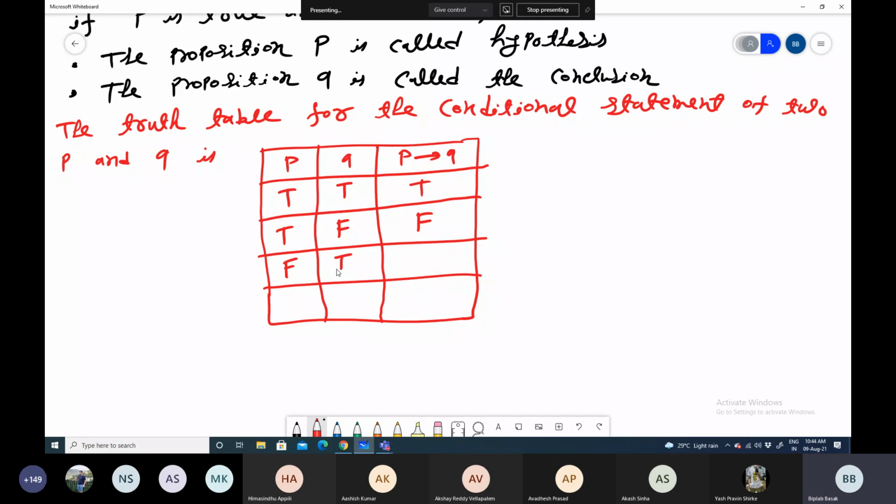Now that is by the definition. Now if P is already false, then whatever the value of Q is, that statement is always true. That is, P implies Q is true because you do not have any given condition, right? So whatever the output, that is true. So that means this is always true. Now if P is false, then P implies Q is always true.